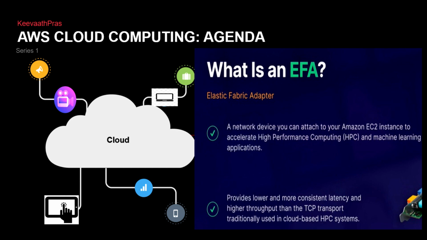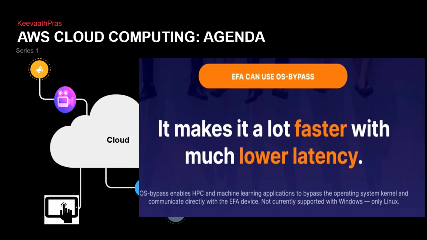So when a machine learning application comes in, do you think you can actually run it with the older car? You have to have the latest, and that latest is the elastic fabric adapter. Okay, it accelerates high performance and machine learning applications. It provides lower and more consistent latency. And how is the elastic fabric adapter so fast? Because the operating system is there, right? It actually bypasses that. Okay, that is why it is so fast.